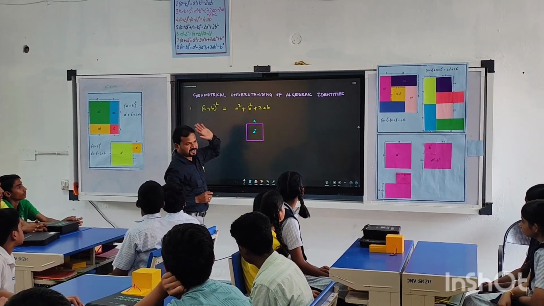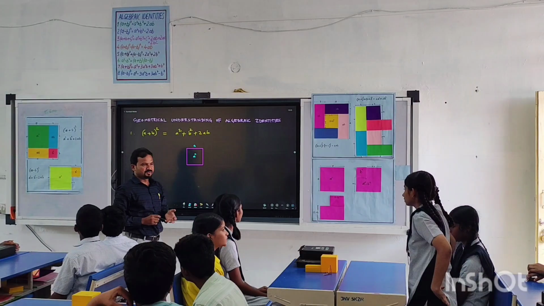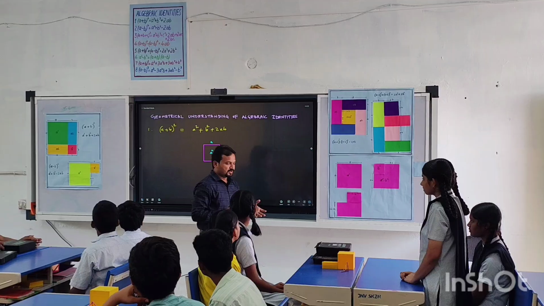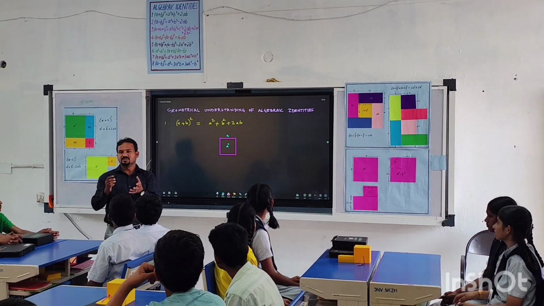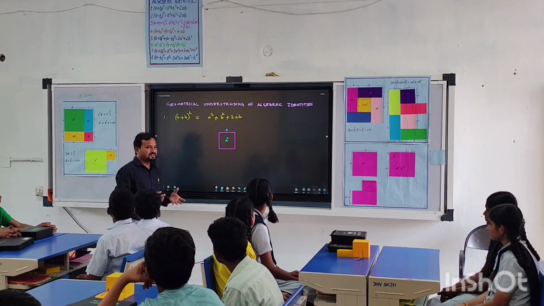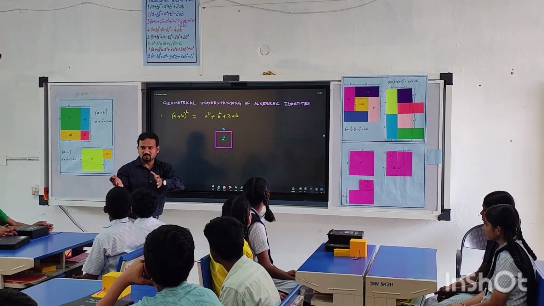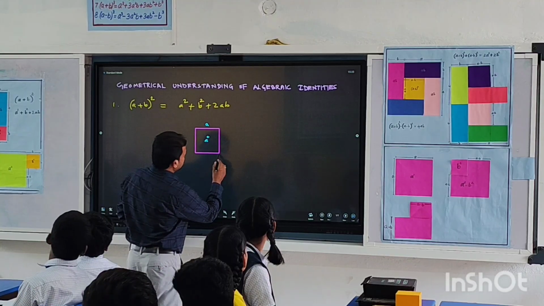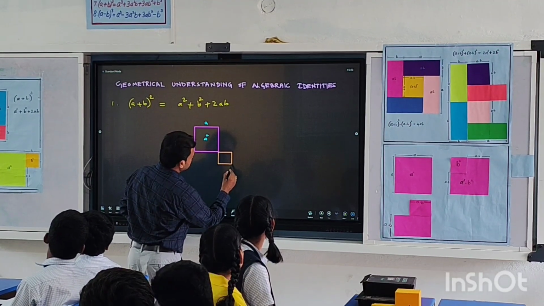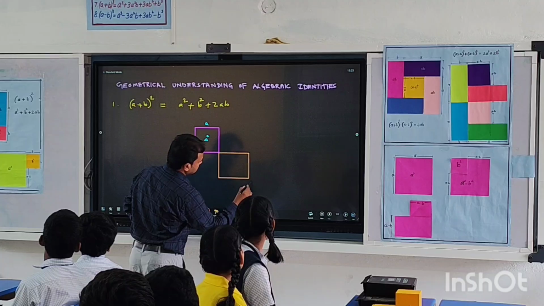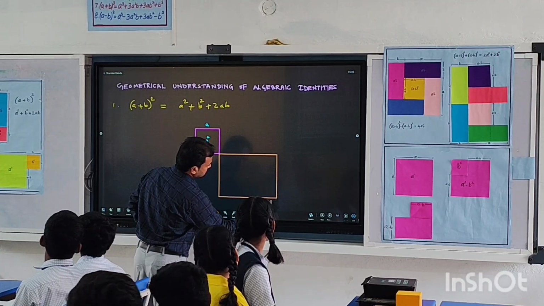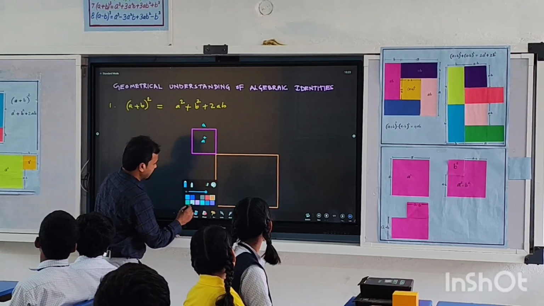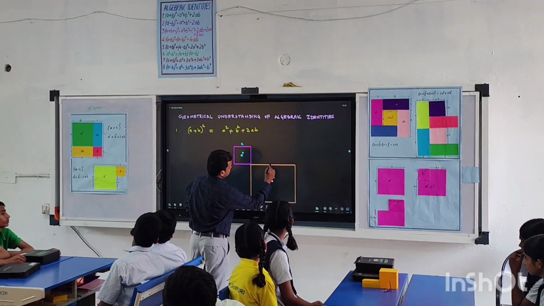Now the next second part is b square. So Hani, what is b square? The area of a square whose side is b. That's good, sit down. So b square means it is the area of a square whose side is b. That is the geometrical meaning of b square. Algebra we are relating to geometry. We have b square here, whose side is b units.